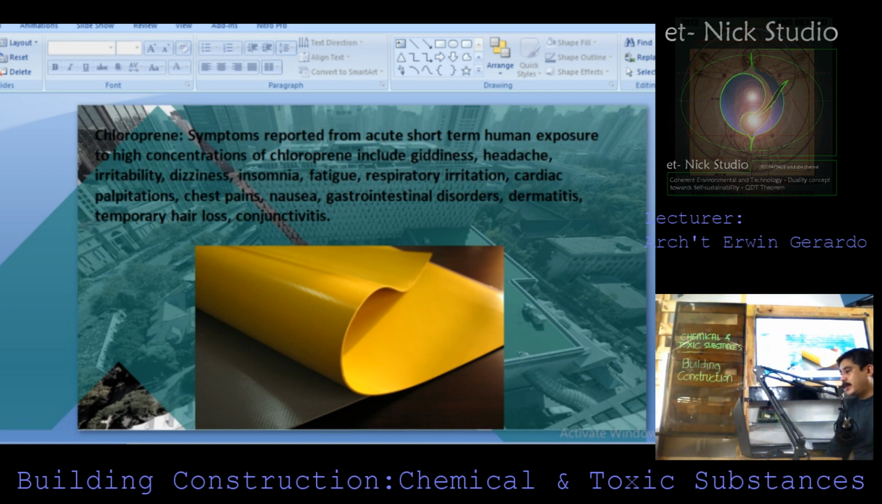Chloroprene. Symptoms reported from acute short-term human exposure to high concentrations of chloroprene include giddiness, headache, irritability, dizziness, insomnia, fatigue, respiratory irritation, cardiac palpitations, chest pains, nausea, gastrointestinal disorders, dermatitis, temporary hair loss, and conjunctivitis.